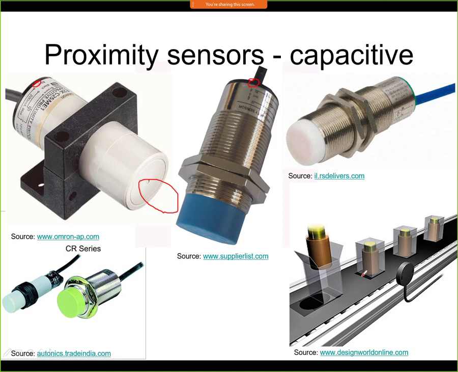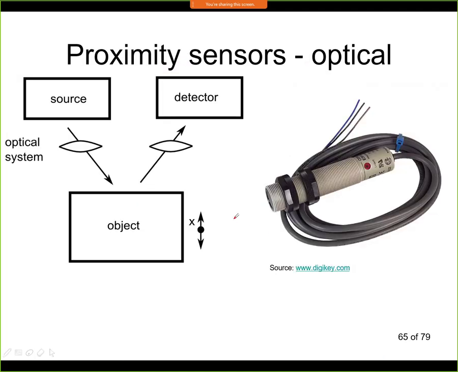Packaging lines, production lines, counting of some objects, measuring speed of some objects that are non-metallic. They can detect metallic objects, but in industrial systems, traditionally, metallic objects are detected by inductive sensors, and non-metallic objects are detected by capacitive sensors. So that's the second group of proximity sensors.